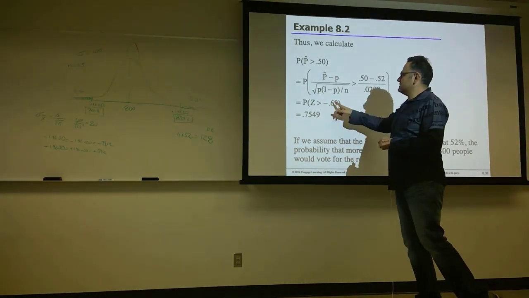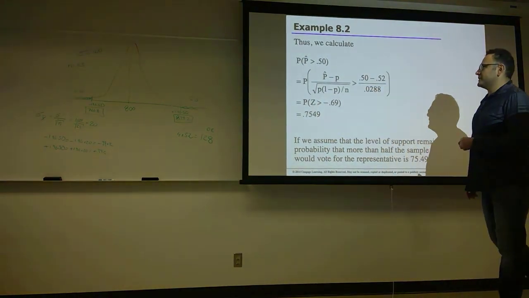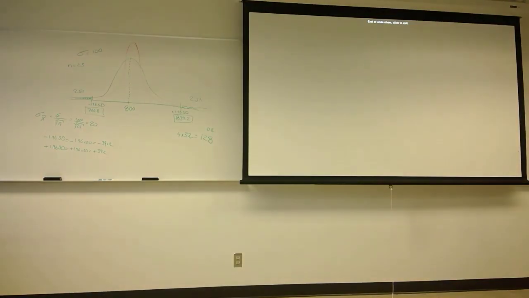Again, I get a z-score. My z-score is minus 0.69. So I look it up, and the result should be 75.49%. So there's a 75.49% chance that at least half of the people will say that they will support that candidate.